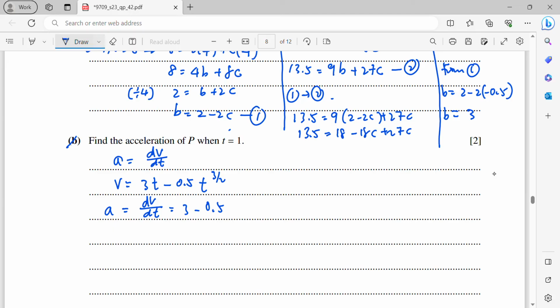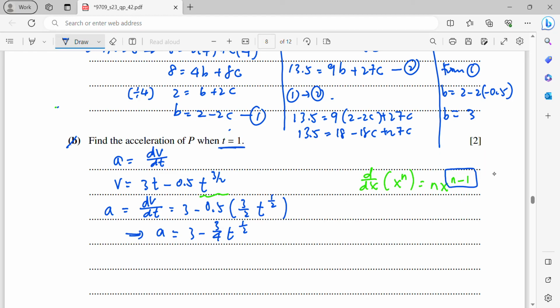To differentiate t to the power of 3 over 2, you can use the formula for differentiating x power n, which is n x power n minus 1. So I bring down the power 3 over 2, then I remain the t. Now the power of 3 over 2 must minus 1, because of n minus 1. So 3 over 2 minus 1 is half. Then when I simplify, I will get 3 minus 3 over 4 t to the power of half. Okay, that is my a.